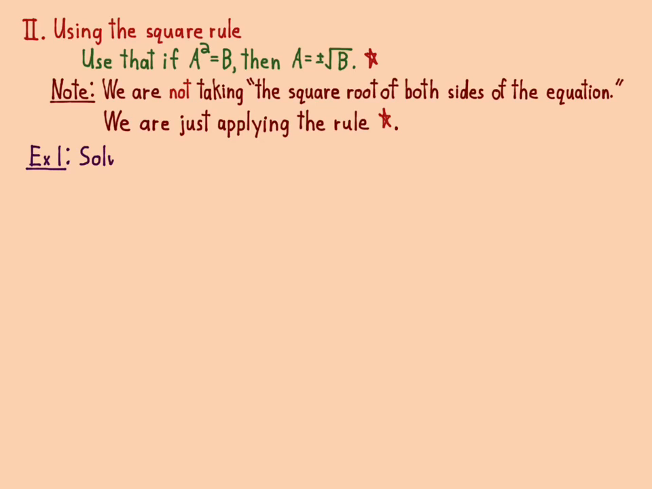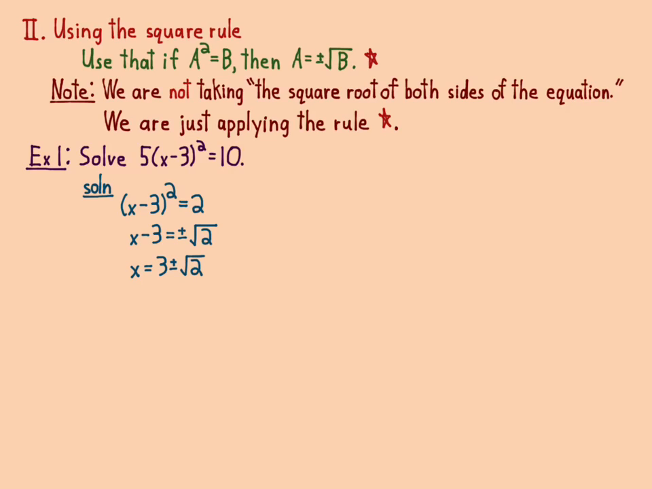Just applying that rule. And this is to solve for x, and x is probably an a somewhere. So solve, for example, solve 5 times the quantity x minus 3 squared equals 10. So first I would isolate the square by cross-multiplying the 5. You get 10 over 5, which is 2. So x minus 3, the quantity squared, equals 2. Then you apply the square rule, and you get x minus 3 equals plus or minus square root of 2. Then you add 3 to both sides, and you get x equals 3 plus or minus square root of 2.